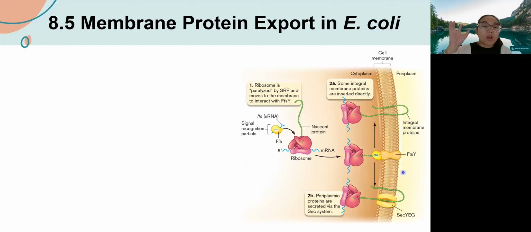Okay, last thing we're going to talk about is what happens to proteins that are destined to be exported out of the cell. There are some proteins that are embedded into the cell membrane, some proteins that are sent to the periplasmic space if you're gram-negative, and some proteins that are sent completely out of the cell. So how do these proteins get exported out? Let's first talk about membrane proteins. How do proteins that are designated to be in the membrane get there?